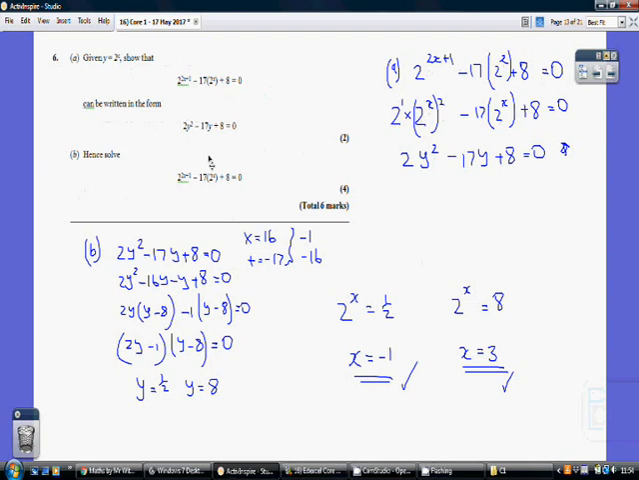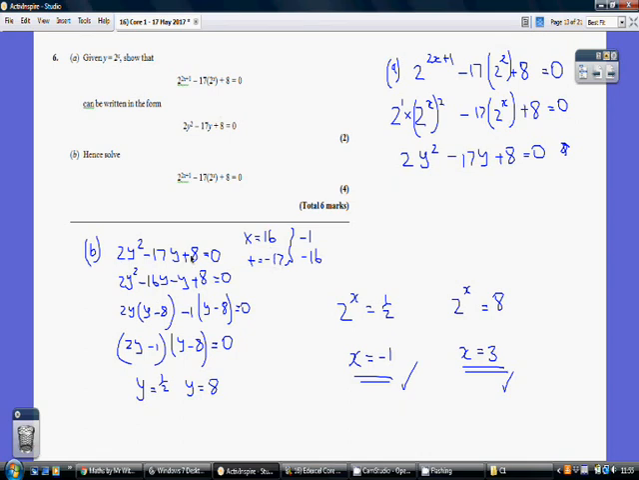Now, for part B, we're being asked to solve this equaling 0. It's in y format, so we've got to solve this equaling 0 to start with. So we've got a quadratic to solve where the coefficient of y squared is not 1. So remember the process here. We're looking for two magic numbers that multiply to make the 2 times 8, which is 16. But at the same time, these two magic numbers add to make the coefficient of y. They add to make minus 17. So which two magic numbers do that? That's minus 1 and minus 16. Minus 1 times minus 16 is 16, and minus 1 add minus 16 is minus 17.